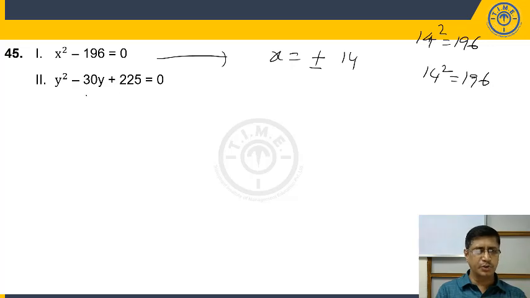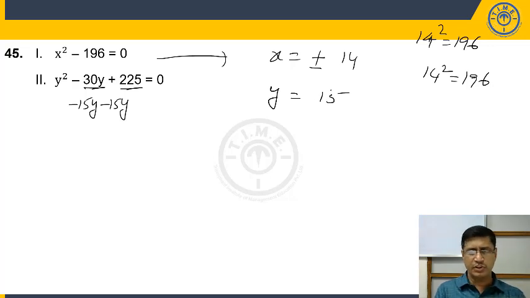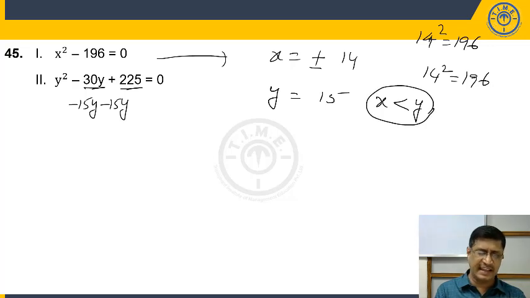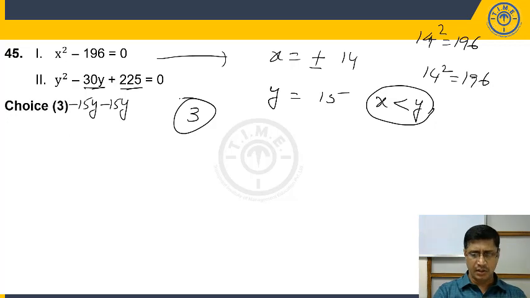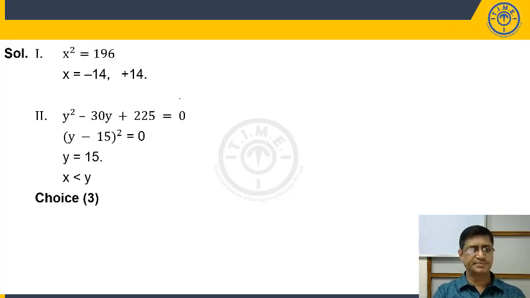Now what is the next possibility here? If you observe the second one, 30 is the middle term, so minus 15y and minus 15y. The sum of these two is equal to 30y. The product is equal to 225, which gives the value of y. So what is the root for the second quadratic equation? It is 15. The first one is plus or minus 14. The second one is 15, so plus 14 and minus 14 are both less than 15. So the value of x is less than that of y. So what is the right choice? Option number 3. The third choice is the right choice.